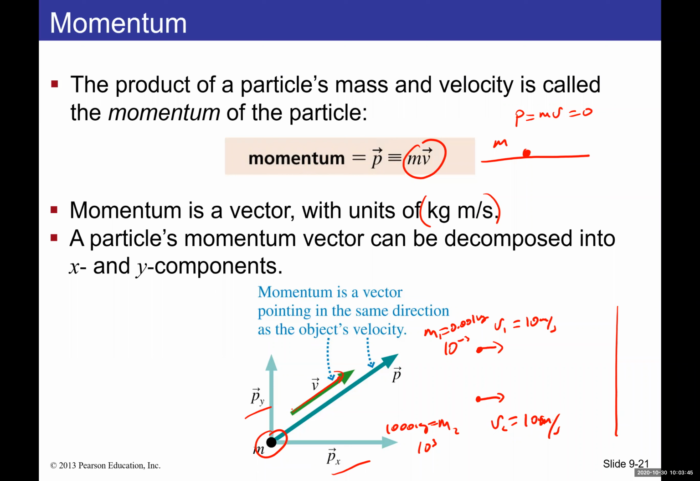All right, in any case, one of the most important things then is when an object changes momentum. So what happens when an object goes from point A to point B and then the velocity changes and things like that.